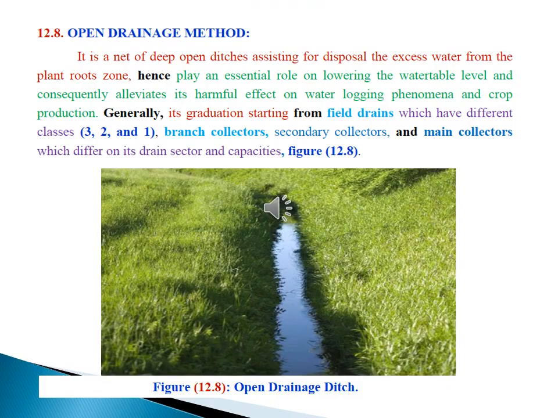Open drainage method. Really, it is a net of deep open ditches, assessing for disposal the excess water from the plant root zone, hence playing an essential role in lowering the water table level, and consequently alleviating its harmful effects on waterlogging phenomena and crop production, as shown in the enclosed figure.